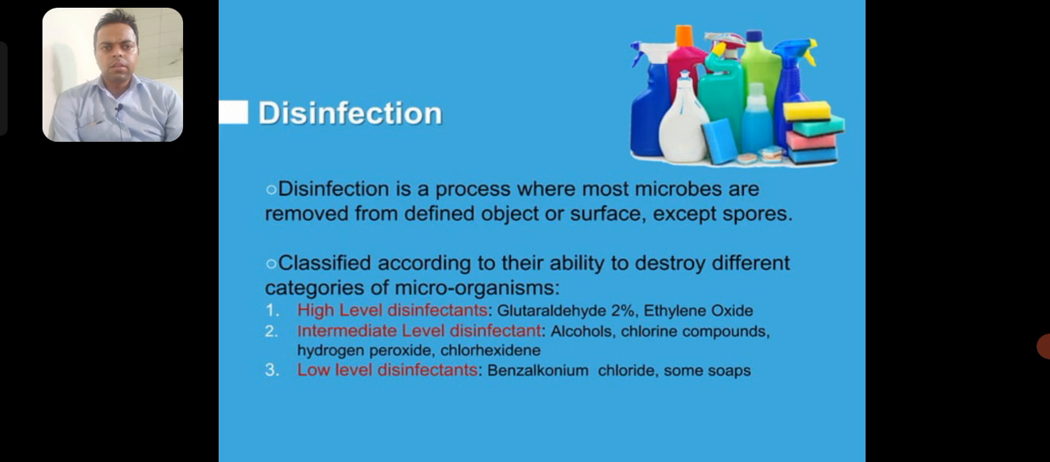They can be classified according to their ability to destroy different categories of microbes, that is high level, intermediate level or low level disinfectant. High level disinfectants are glutaraldehyde and ethylene oxide. Intermediate level disinfectants are alcohol, chlorine compounds, hydrogen peroxide, chlorhexidine. Low level disinfectants are benzalkonium chloride and some soaps.